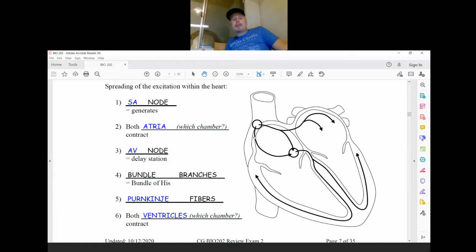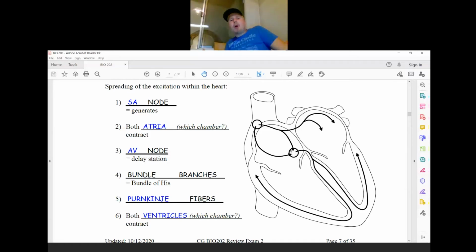So when the electrical current travels through the atria, this causes the atria to contract. So atria contract both on the right and left side. Then these electrical currents reach our AV node, which is the second circle that I've shown here. And this is kind of in our atrioventricular wall of the right side.